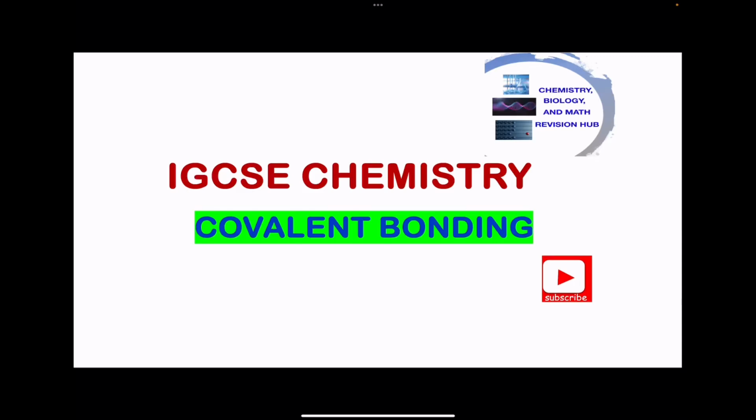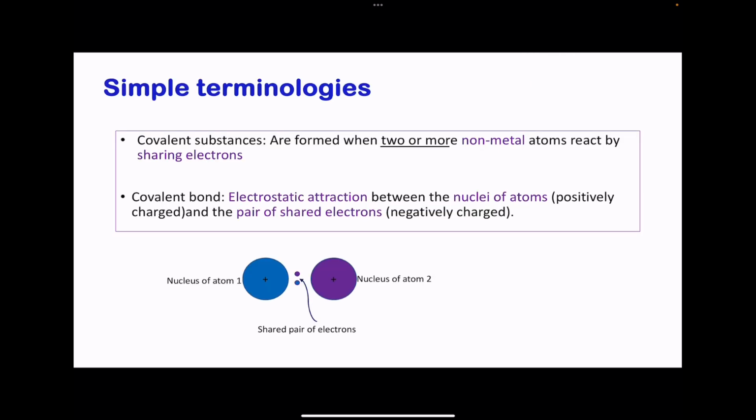Today we are doing the IGCSE chemistry topics. This is covalent bonding. I'll begin with the simple terminologies. Covalent bonding is formed between two or more non-metal atoms, and these occur by sharing electrons.